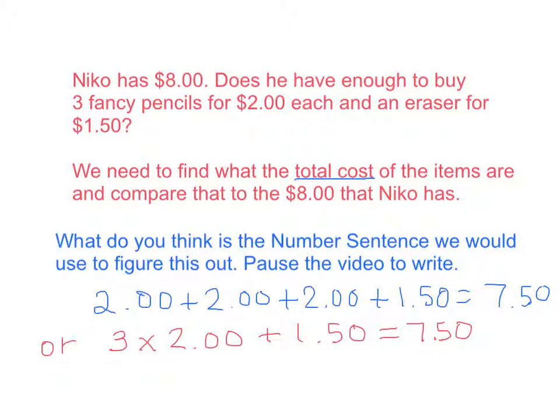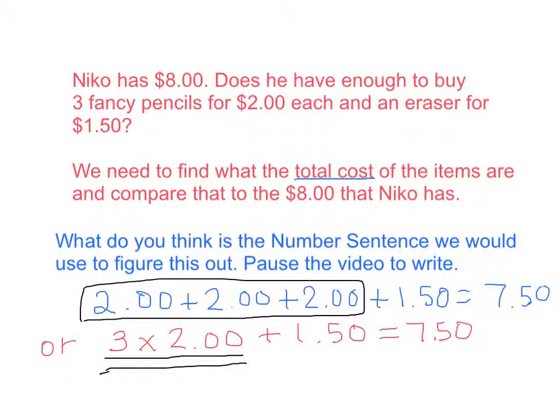The other number sentence that I used was 3 times $2 plus $1.50, which also equals that, $7.50. I did that for a couple of reasons, because it's nice when you can start condensing your list of math into some other operations that make math a little bit quicker.